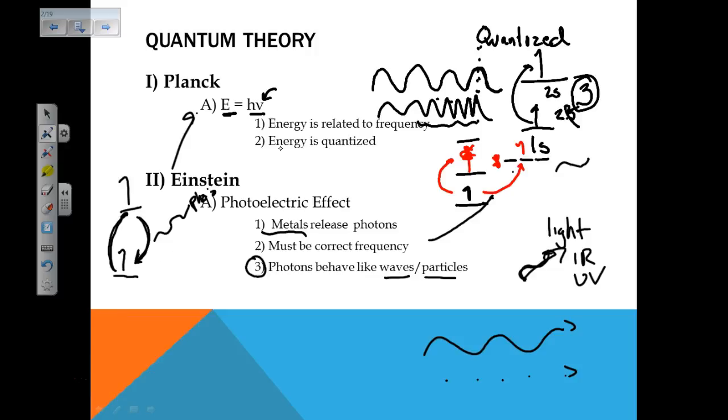Okay, and then Einstein realized that as you shine specific wavelengths or frequencies of light onto metals, this can create this excitation-relaxation cycle and release those photons as well. Okay, and so he also then figured out wave-particle duality.